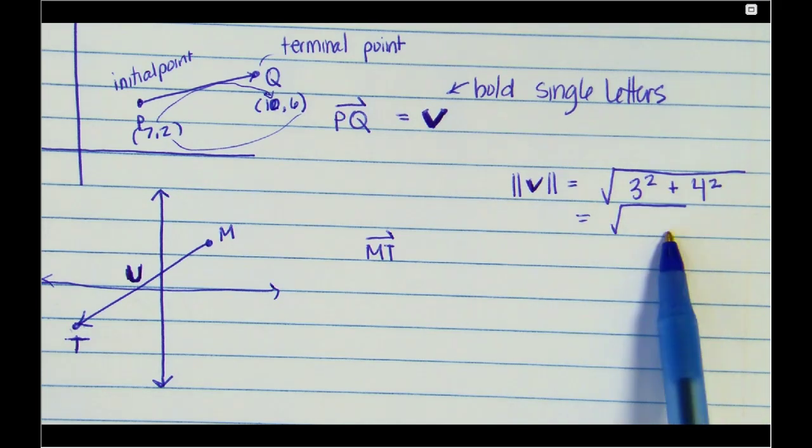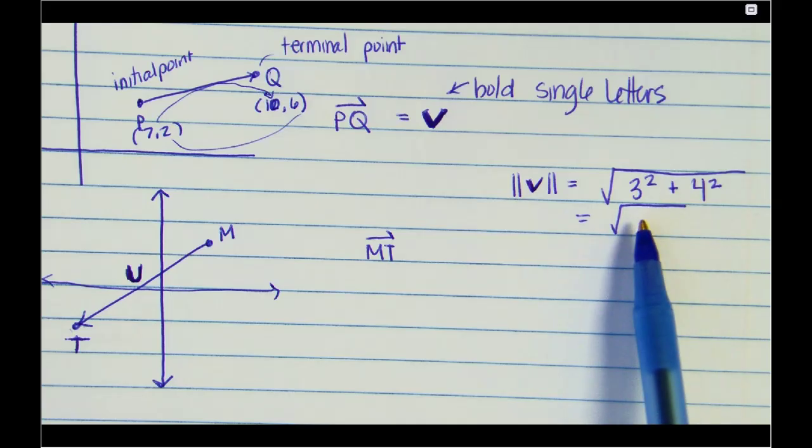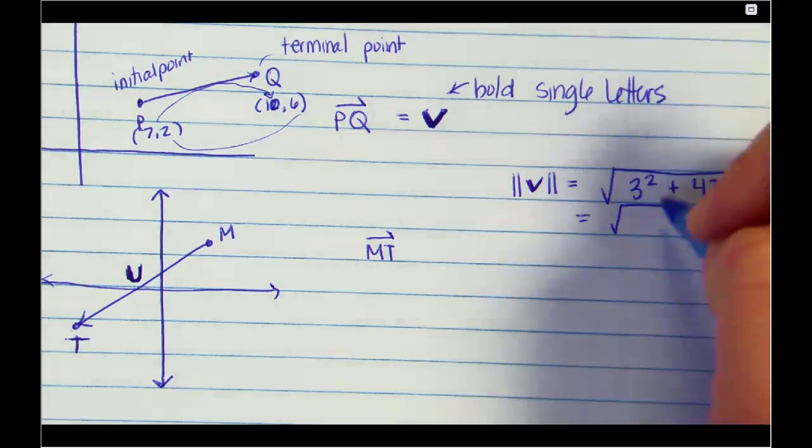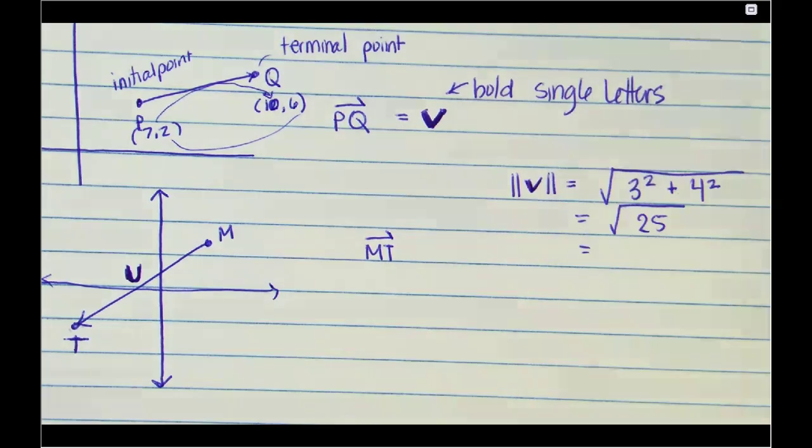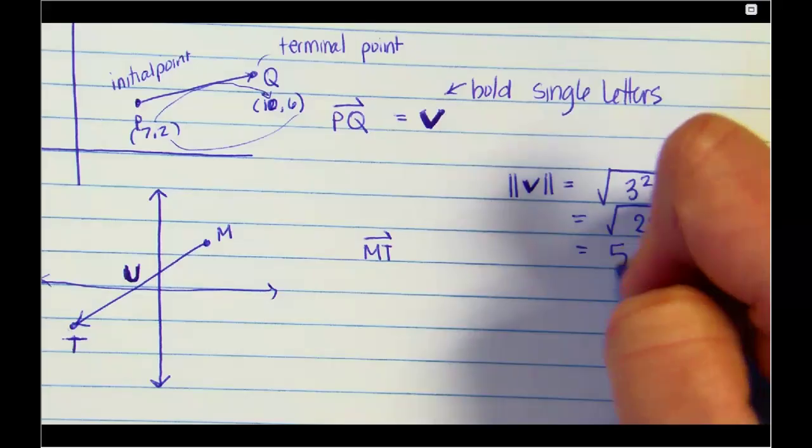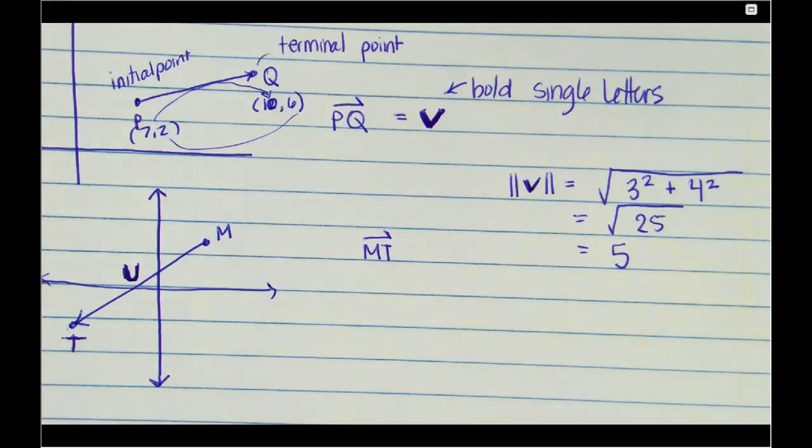What does this equal under the square root? 25. And what's the square root of 25? 5. That's the magnitude of v, which also happens to be how long the line segment is.